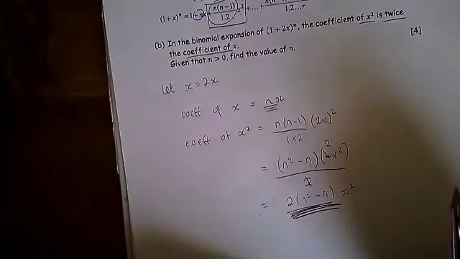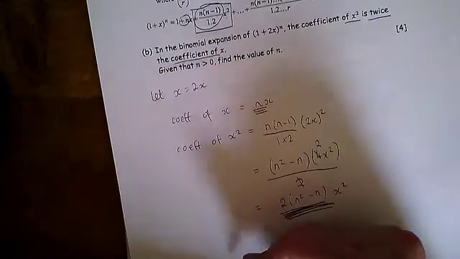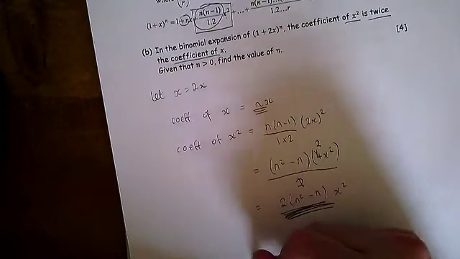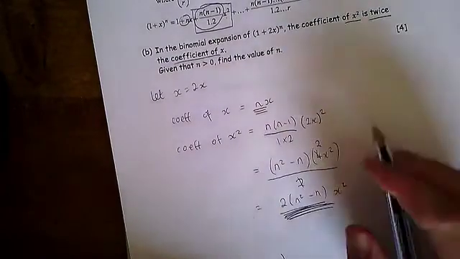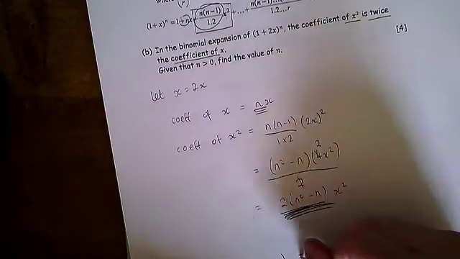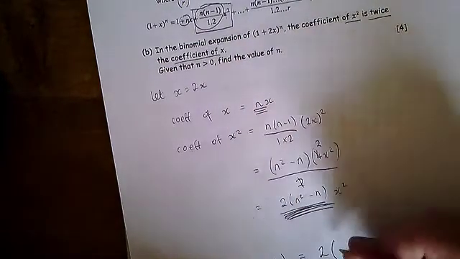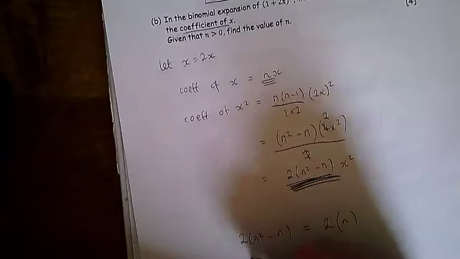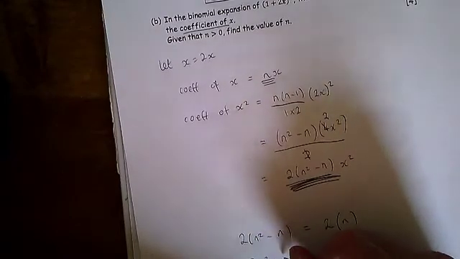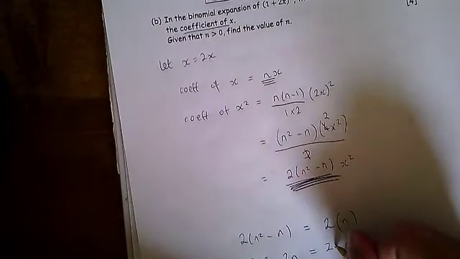Okay? The next thing I'm going to do now is read the question again. It says the coefficient of x squared, so this is 2n squared minus n, that thing there, is twice, so that's equal to 2 times the coefficient of x. So that is just n, so 2 times n. I'm now going to expand that to get 2n squared minus 2n is equal to 2n.